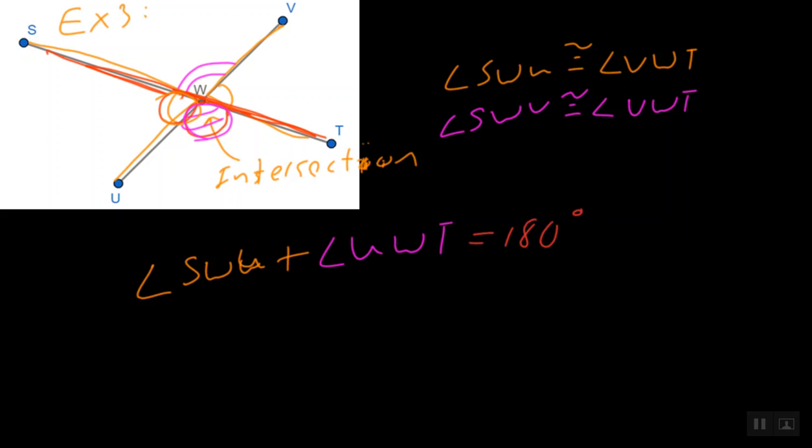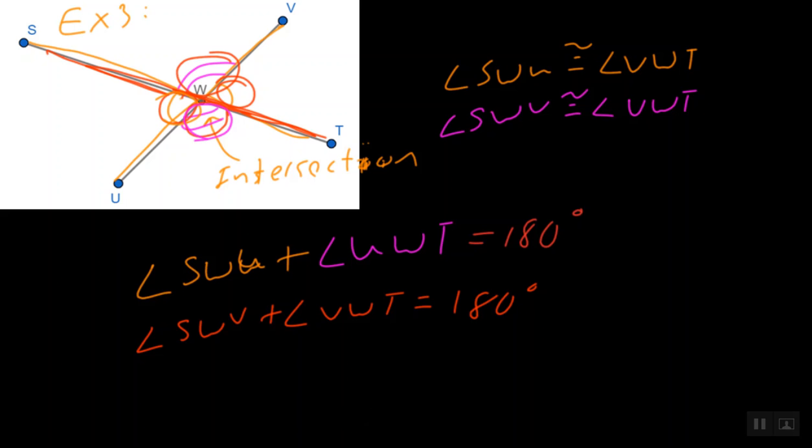Now that's not the only pair of supplementary angles there. We could also see, for example, right here, we have this purple and that orange, and those two could add up to 180. In fact, we could say angle SWV plus angle VWT is equal to 180 as well. Now I would leave you to show this yourself, but there's actually two more sets of supplementary angles. Alright, let's move on to our fourth example.